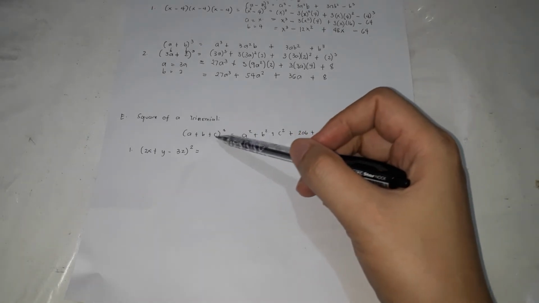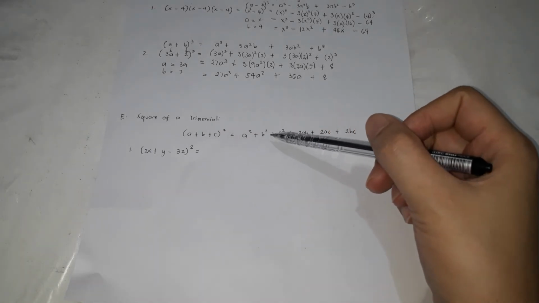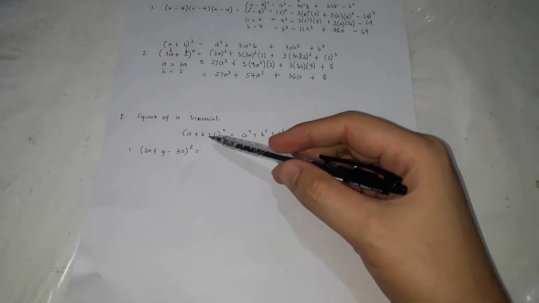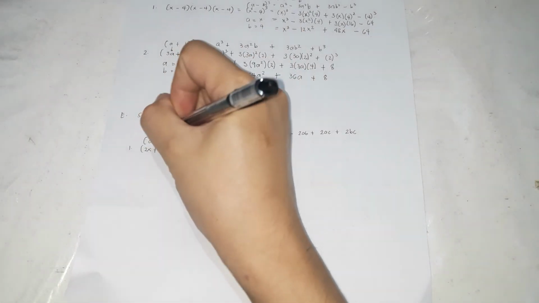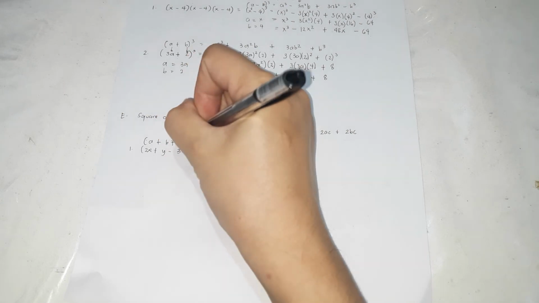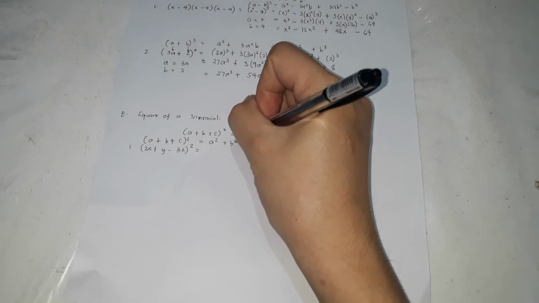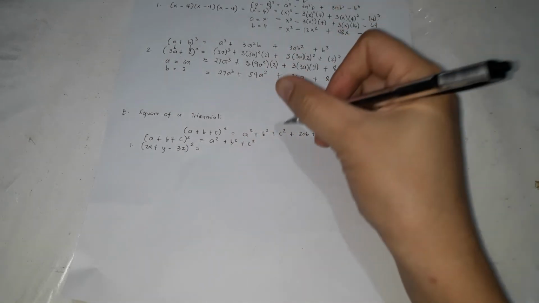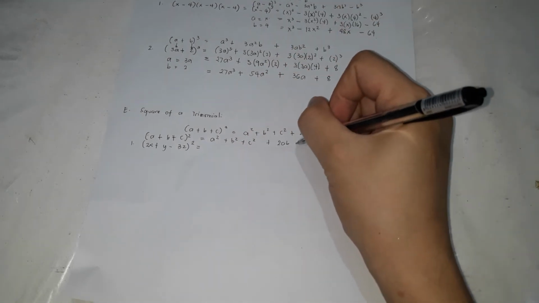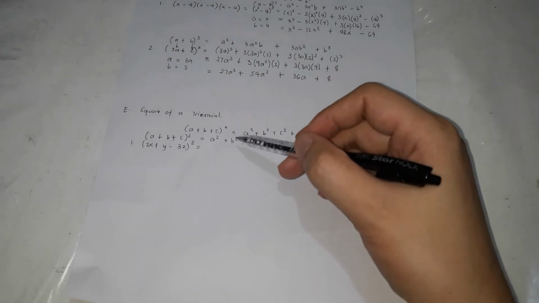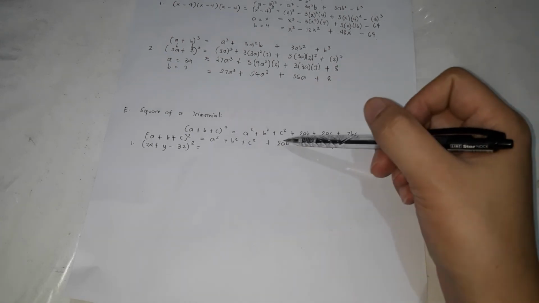Next, the last one is a square of a trinomial. So, a trinomial, when you square it, what happens? a plus b plus c squared is equal to this one. So this is the pattern: a plus b plus c squared is equal to a squared plus b squared plus c squared, plus 2ab, plus 2ac, plus 2bc. So that's how you memorize it: ABC, AB, AC, BC. It's just pairs.